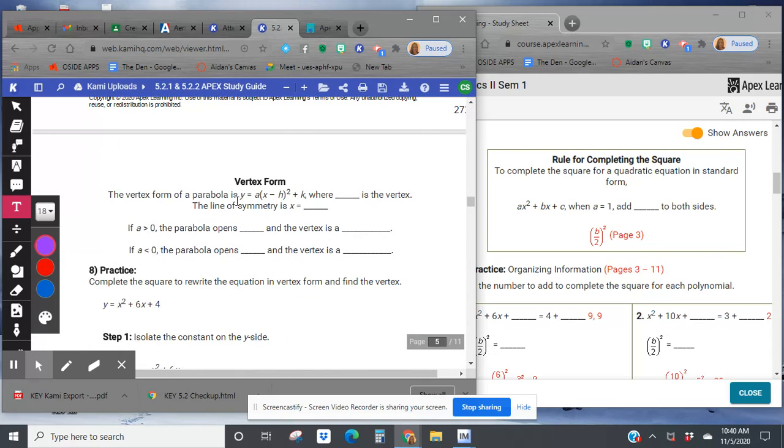All right, the vertex form of a parabola like this, where (h, k) is the vertex, and the line of symmetry goes straight through x equals h. If the parabola opens up, then the vertex is a minimum or a lowest point. If the parabola opens down, then the vertex is a maximum.